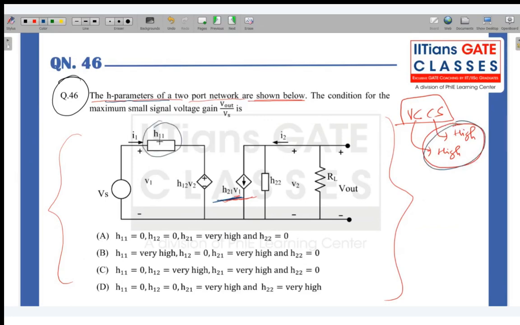And this is H22. If you see the dimension of H22, it will be admittance or conductance, right? So if it is 0, then resistance will be high. So H22 should be 0. That is 100% sure, right? If H22 is 0, then the output resistance will be high, right? But what is the mistake here that I'm going to mention, that you have to take care of?